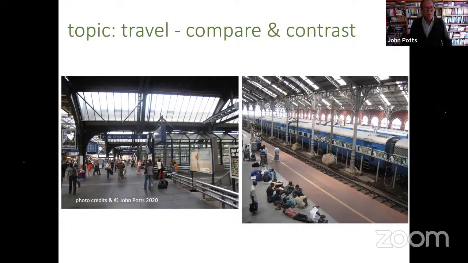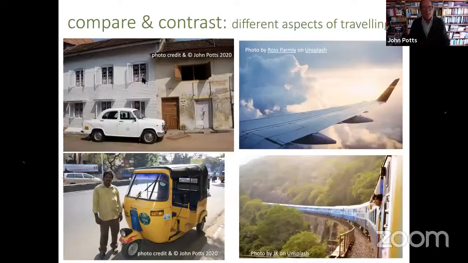Okay, and we're finishing off now. We can also use pictures to compare different aspects of a topic, like different aspects of travel: traveling by taxi, by plane, by train, by rickshaw. Again, you can use four pictures there to develop those. Okay, we're coming up to the end now.